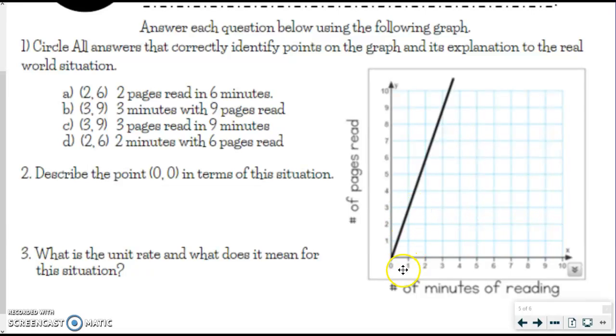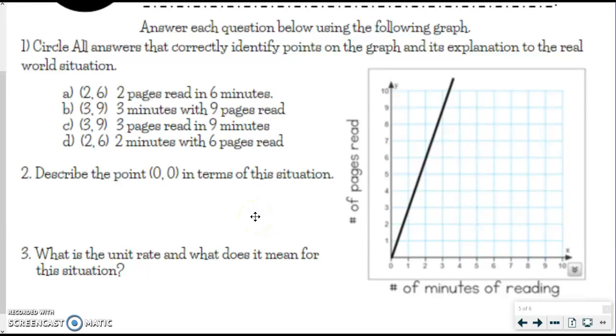Kind of keep an eye on where your points are, right? If you're following up here where they match. Okay, so let's give it a go. So we got 2, 6. First of all, let's make sure that would be a point on our line. So 2 comes first, which is x. Up 6 because that's the y. Okay, it would land on our graph.